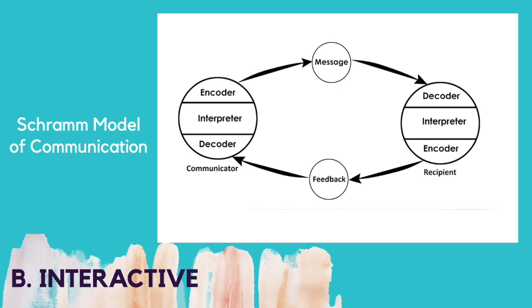Next we have the interactive. The best example of this is the Schramm model of communication. Now, interactive approach is very different from linear approach. Interactive approach is a two-way communication process where a response is given after a message is sent. The recipient of the action intentionally or unintentionally gives a feedback associated with the information received.